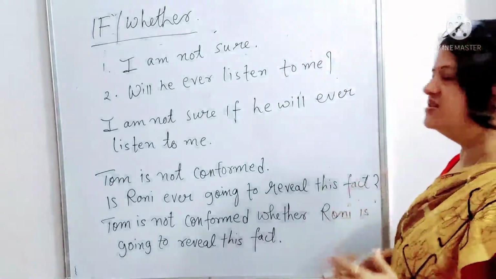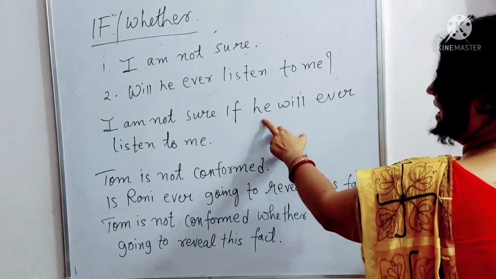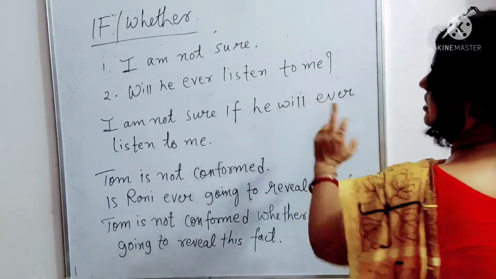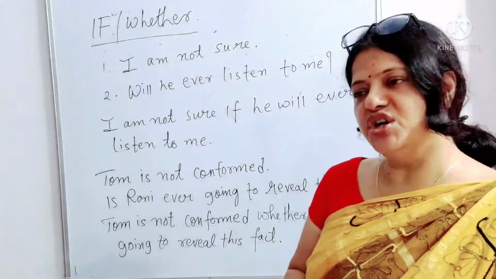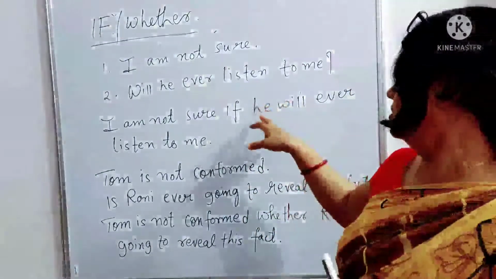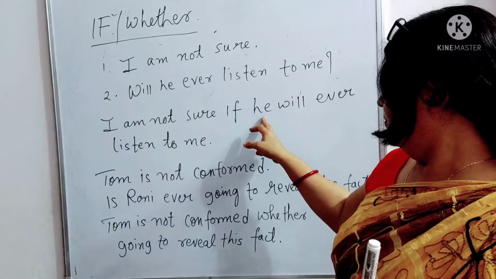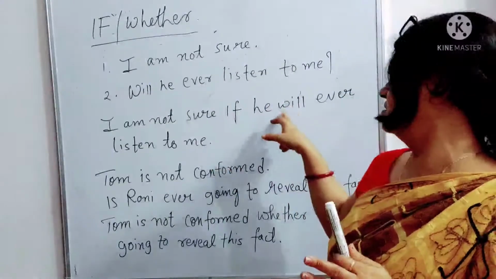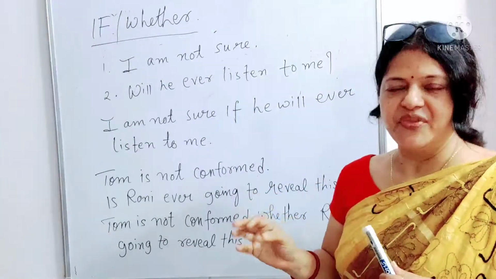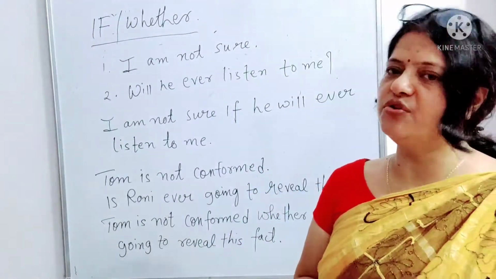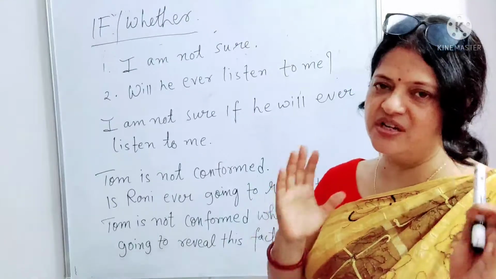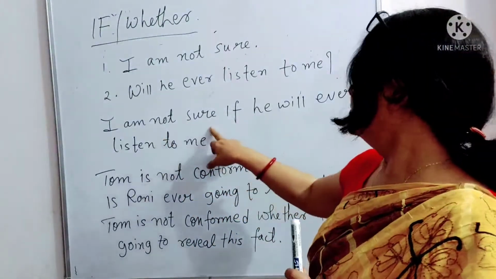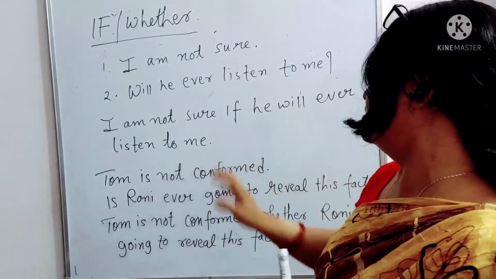Now see the differences: will he has changed into he will, because when we add a conjunction, remember that the auxiliary verb comes after the subject, and the interrogative sentence becomes an assertive sentence. Is it clear to you? So, I am not sure if he will ever listen to me.